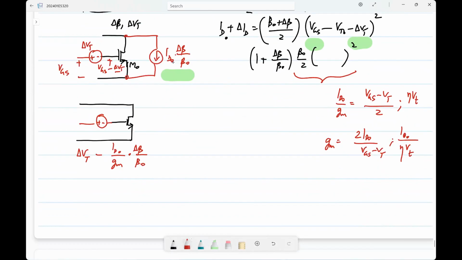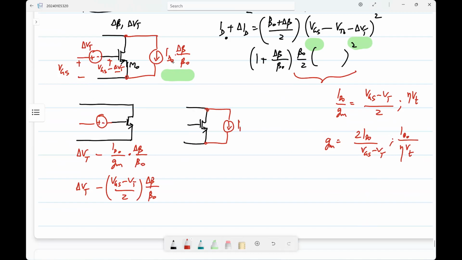So this can be alternatively written as delta VT minus VGS minus VT, that is gate overdrive by 2 times delta beta by beta naught. Okay. And of course, whether you choose a voltage source or a current source, it's purely based on convenience. So we can instead have a single current source in parallel with the drain to represent both mismatches. And what would that value be? What would it be? ID naught times delta beta by beta naught minus GM times delta VT.